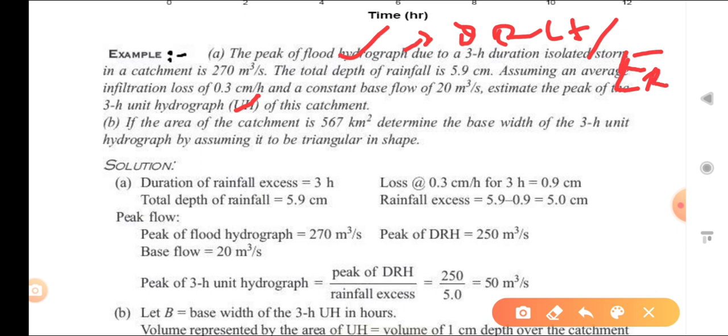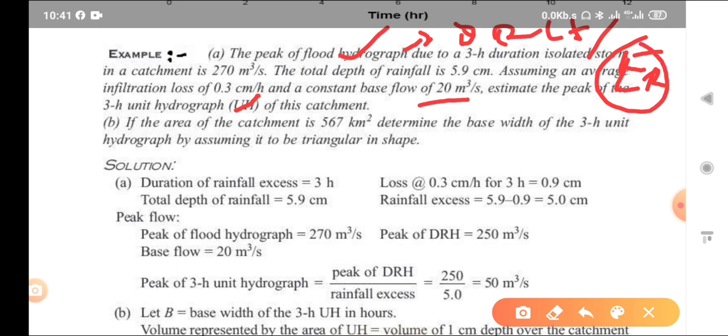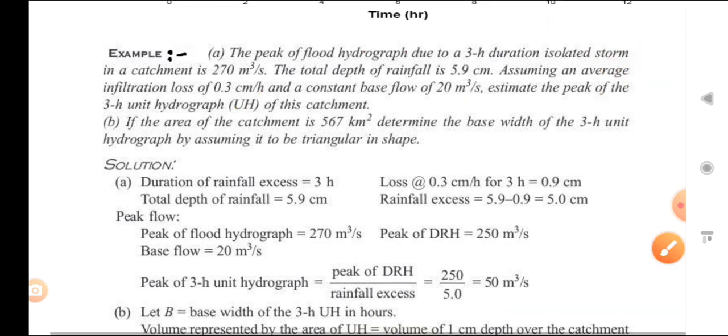Okay, so here the base flow is given as 20 meter cube per second. Now next, we have to find the effective rainfall excess. So now you can see how we will find the effective rainfall.